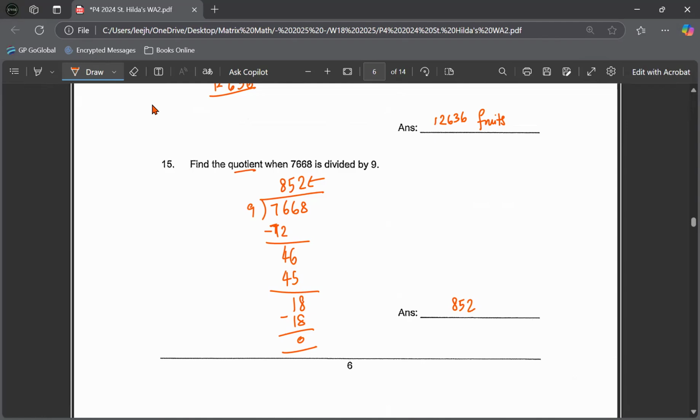852. Okay, always finalize your answer. Do not just leave your answer blank.